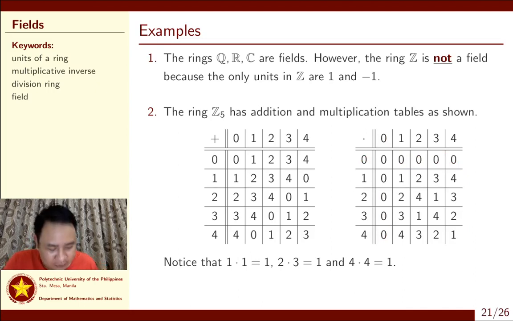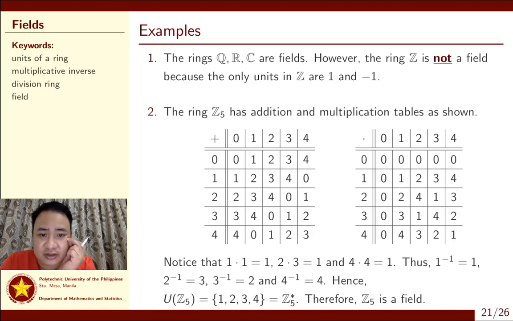Notice that 1 times 1 is 1, right? 2 times 3 is 1. Of course, 3 times 2 is 1 as well. And 4 times 4 is 1. So, each one of 1, 2, 3, and 4 has an inverse. In fact, the inverse of 1 is 1, the inverse of 2 is 3, the inverse of 3 is 2, and the inverse of 4 is itself. Therefore, the units of Z sub 5 are 1, 2, 3, and 4 kasi may mga inverses sila under multiplication.